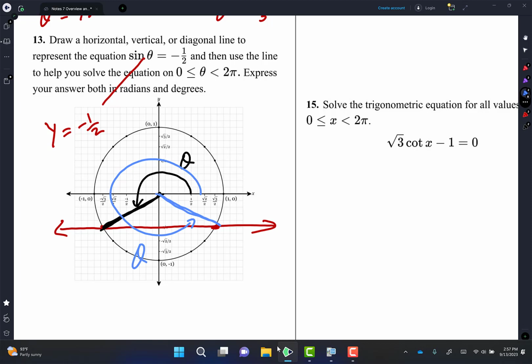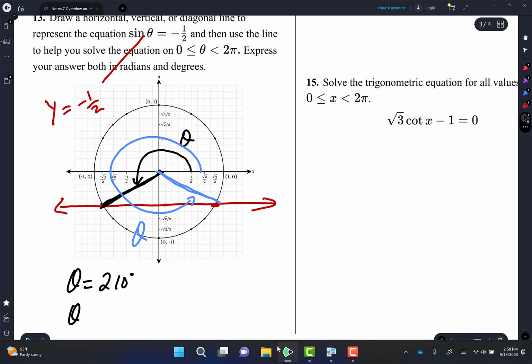All right, here we go. You can use a calculator if you want, but you don't need a calculator. Theta equals, at what angle is the y value negative half for sine? At what angle is the y value negative half for sine? 210 degrees. And what's the other one? 330. Now actually they didn't even want it in degrees. They just wanted it in radians. No. All right. Oh, they said both?